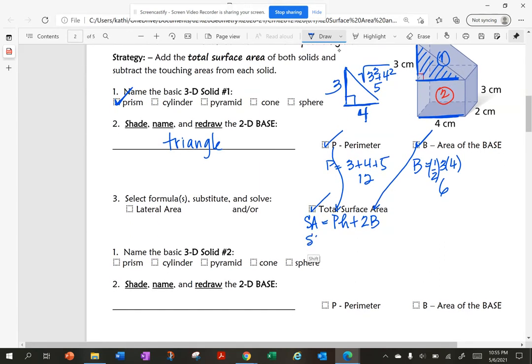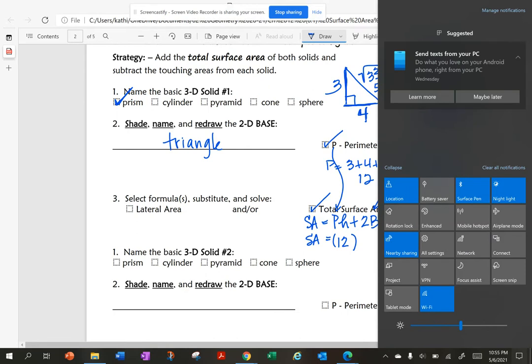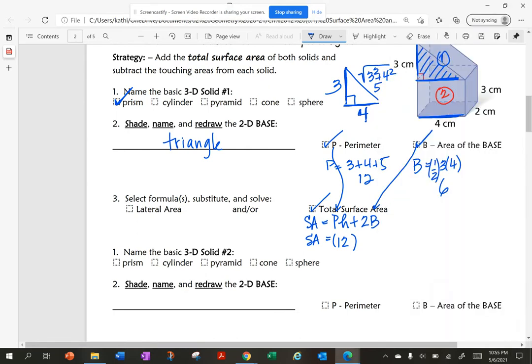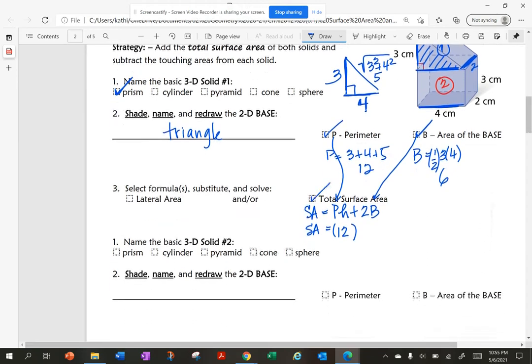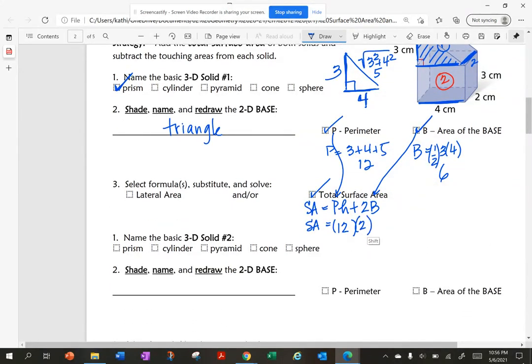So substituting in, my surface area is my perimeter, 12, times the height. The height is the height of the prism, so the height of my prism is from base to base. This is 2. So 12 times 2 plus 2 times the area of the base, which is 6. So my surface area is 36.